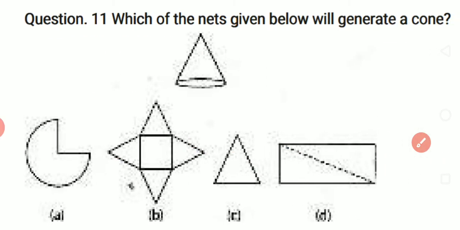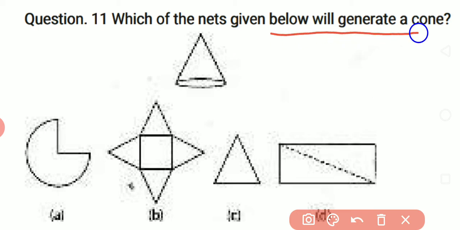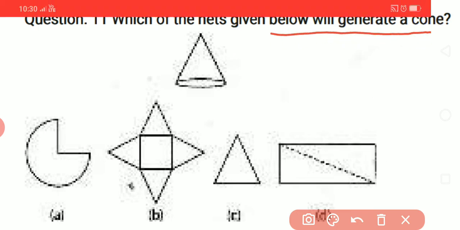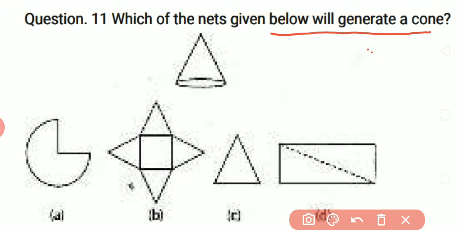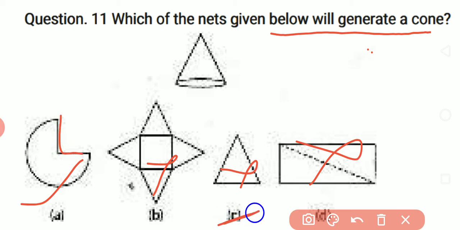Let us come to the next one. We have been given some nets, and we have to find out which of the following nets generate a cone. Generate means to form a cone. So let us check. Here you can see this is not possible. A triangle, not possible. This is also not. Yes, it can be. If you fold this, you will get a circular face at the top and sides with the triangle is also possible.